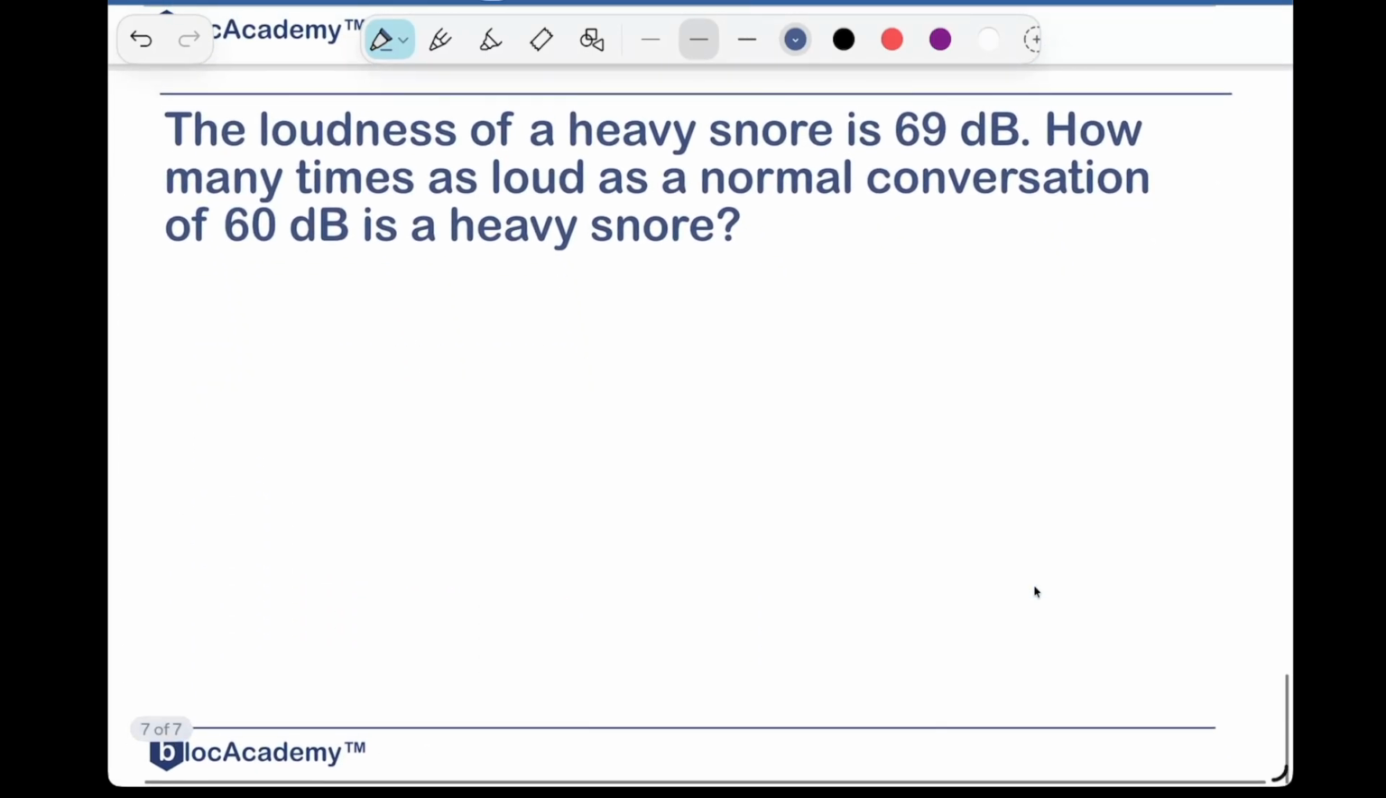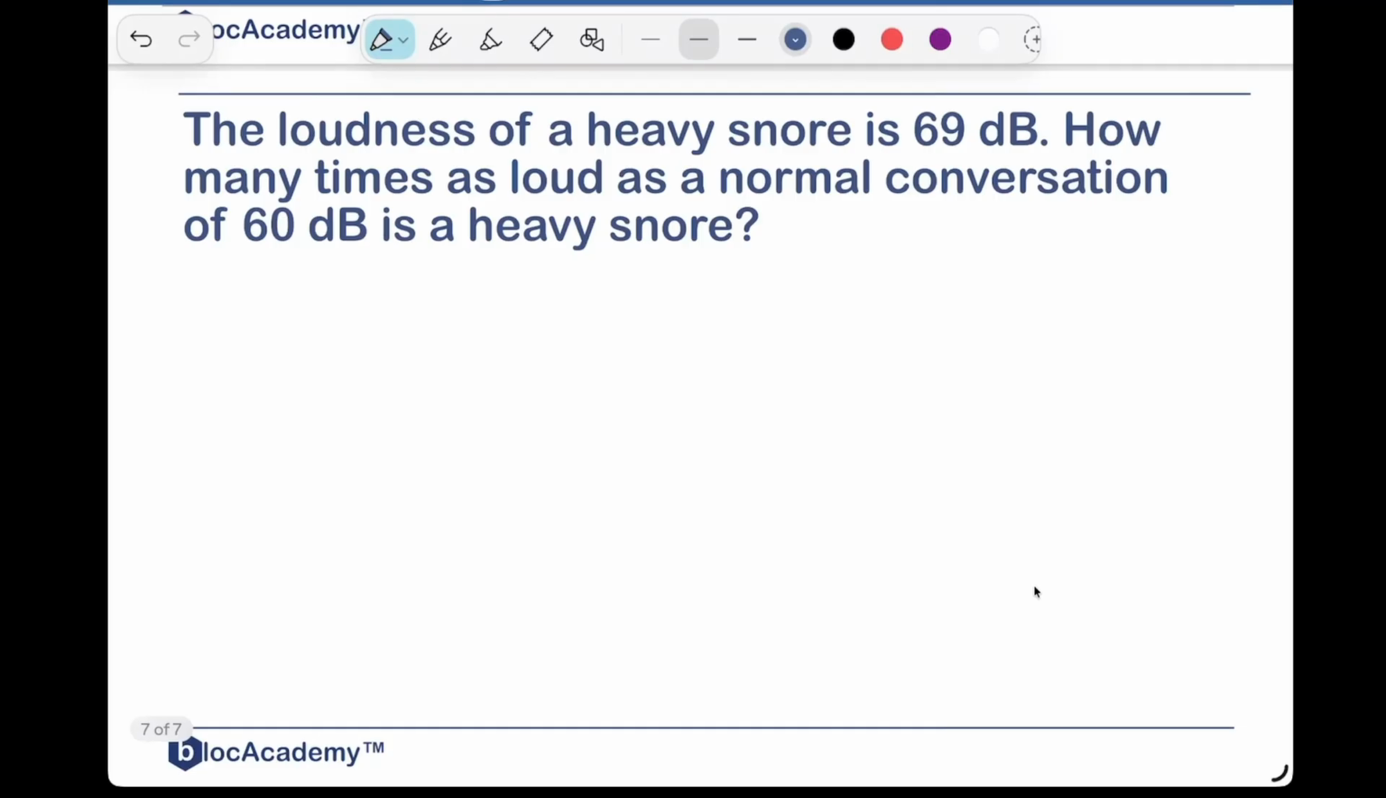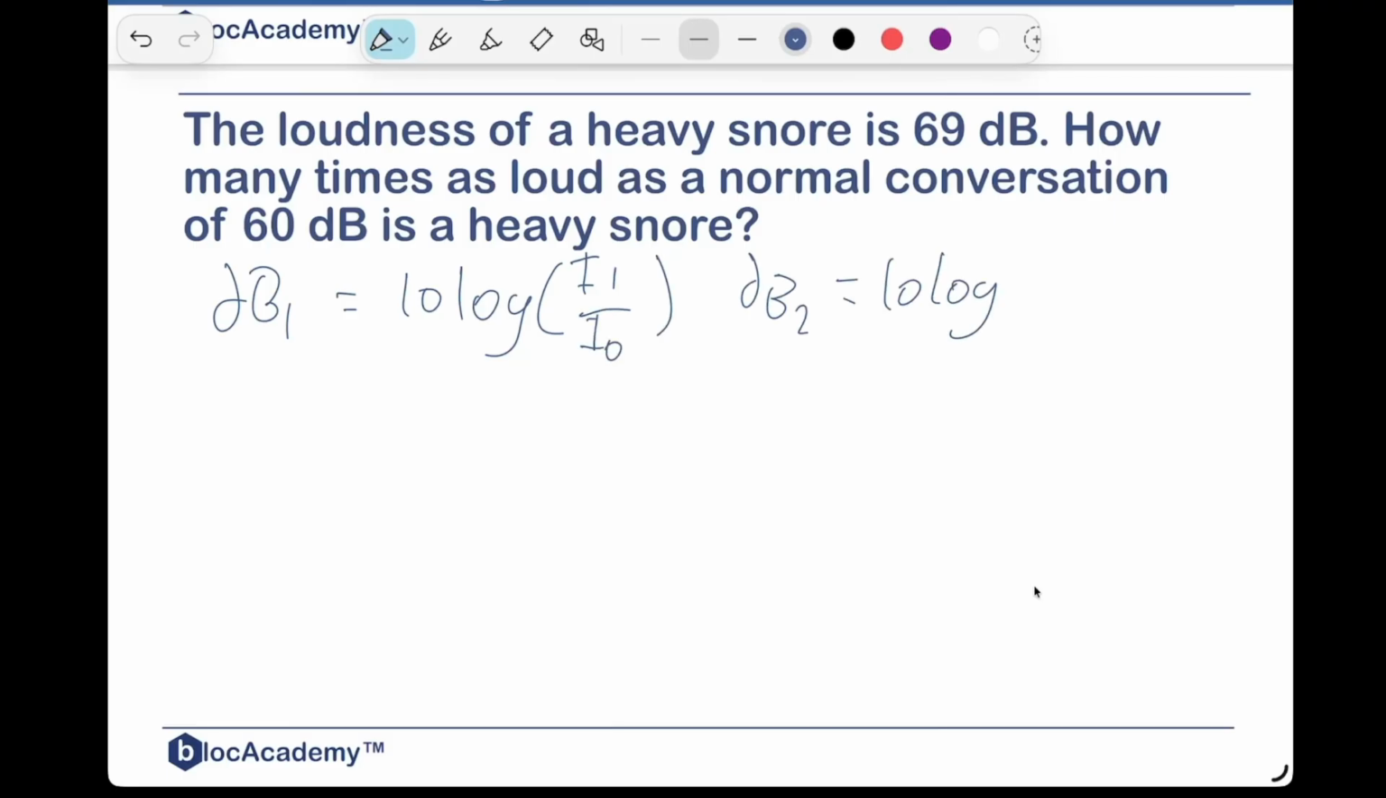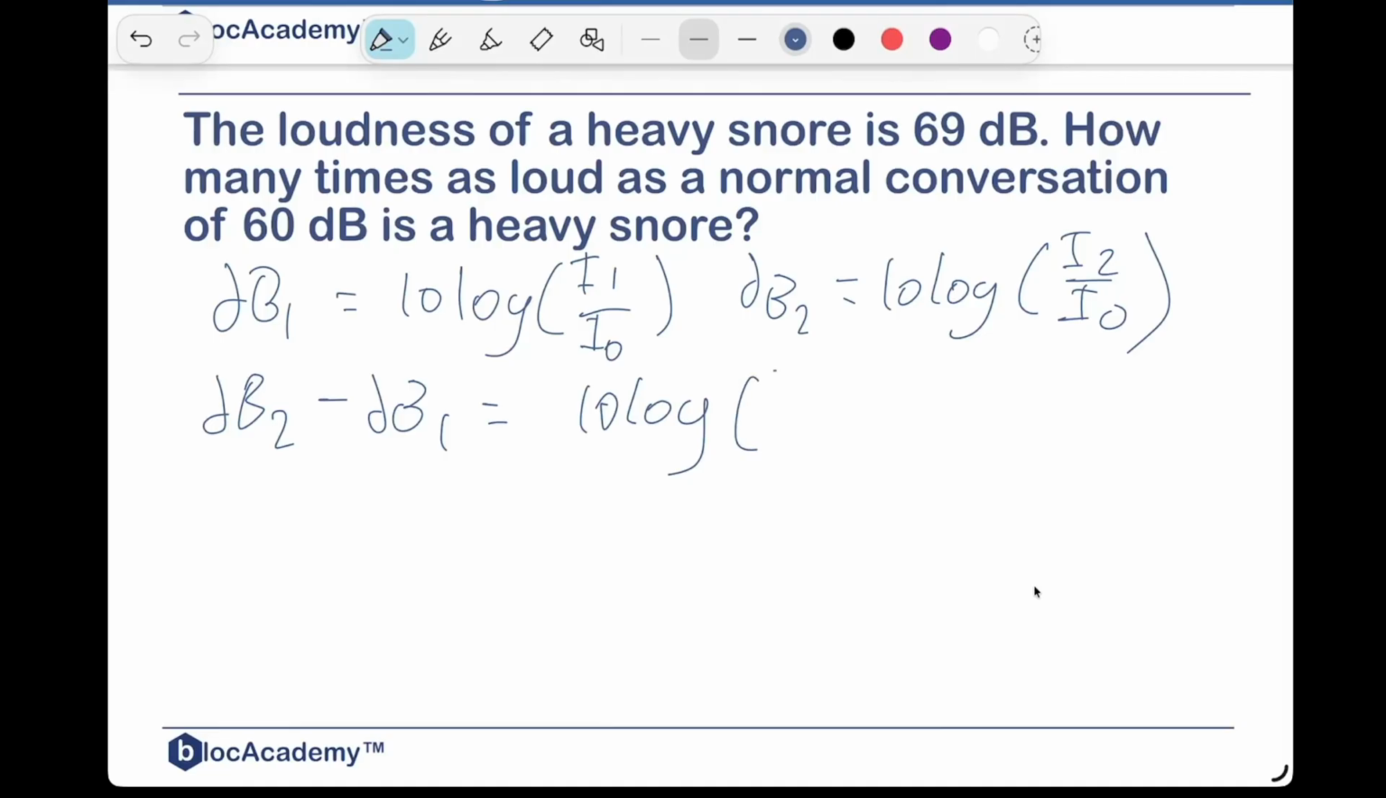Now, let's look at this question. This is pretty similar to the magnitude one, except the formula for loudness is in decibels. Sorry. It's in decibels, which is going to be dB equal to 10 log I1 over I0. dB2 is going to be equal to 10 log I2 over I0. Now we can just compare it the same way. dB2 minus dB1 is actually just going to be 10 log, and we have the same formula we can use. It's just going to be I2 over I1.